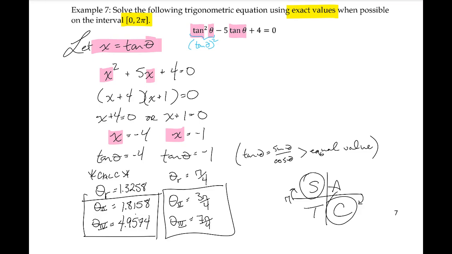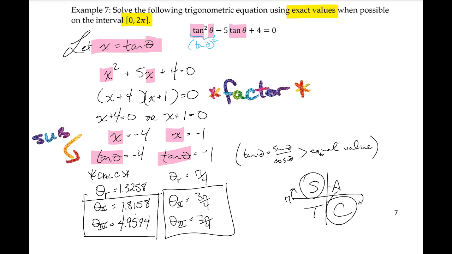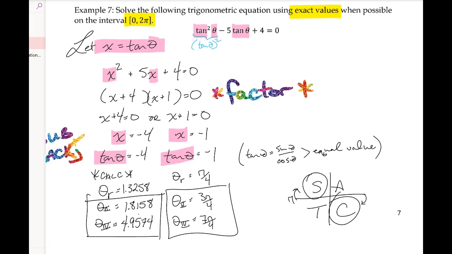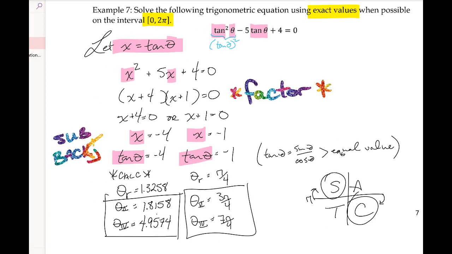So that's the strategy. Key thing to remember is, again, just like a quadratic equation, you're going to look to factor. So if you need to remember, and then remember also to sub back in. Okay, so those would be the two key things that we'd really want to remember to do.